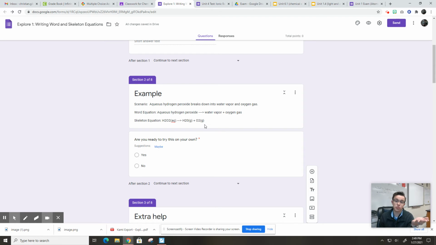When you're working through this, if you are not sure about a formula, I would rather you look up its name or email me than get stuck and just not do it. Like if this was a problem you had to solve and you're like, I don't know what the heck aqueous hydrogen peroxide is, I'm just done. Don't be done. Either look it up, it's totally fine. This is an explore activity. This is just you getting used to these steps. Or you can email me and I'll tell you the answer if you can't find it. So scenario, word equation, skeleton equation.